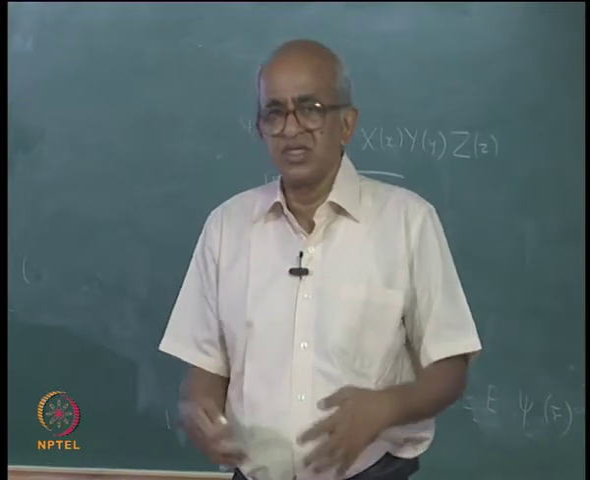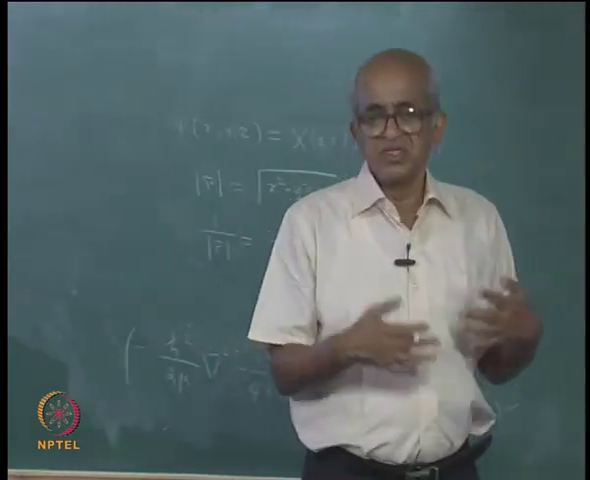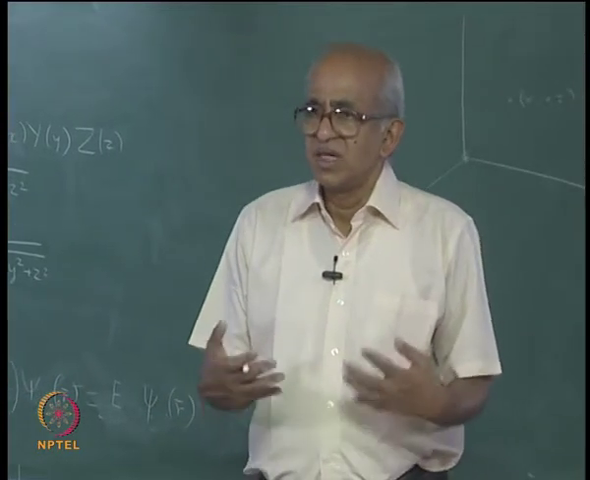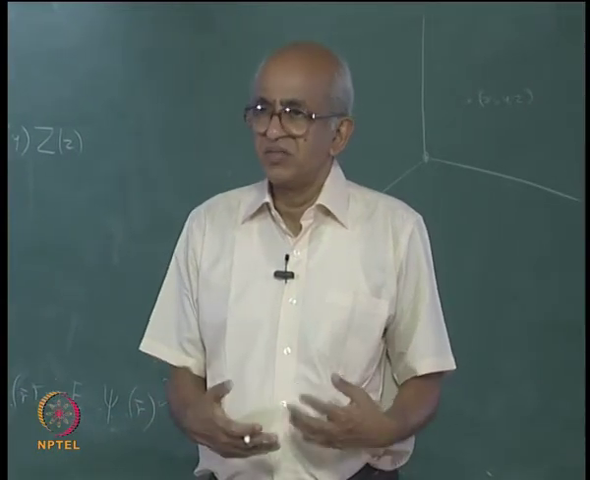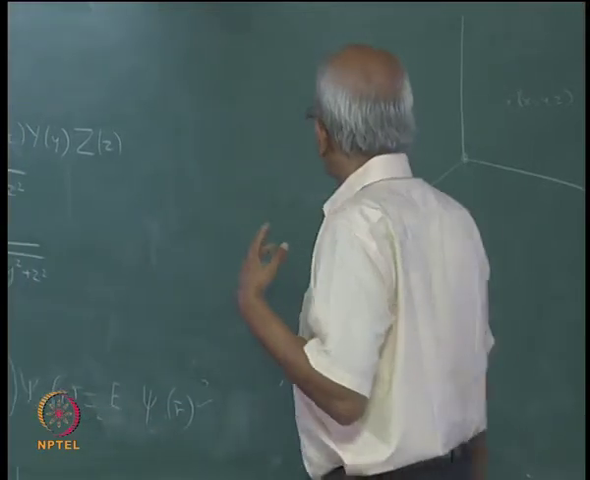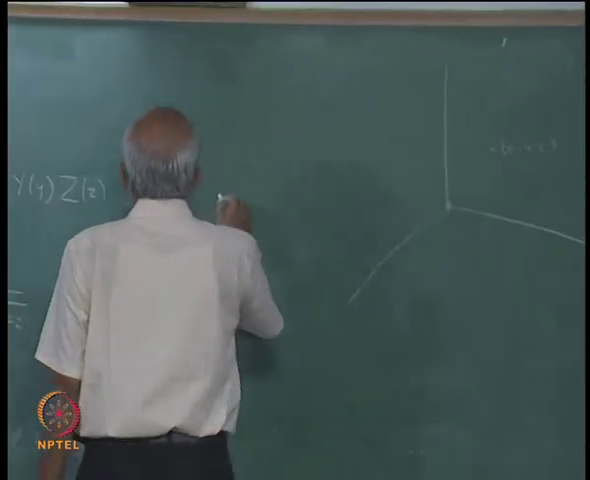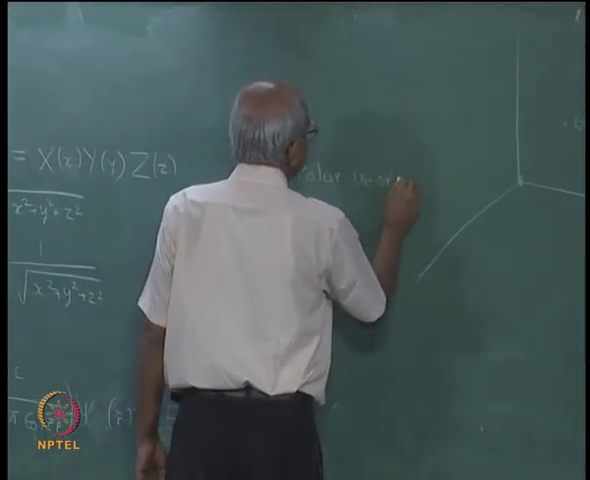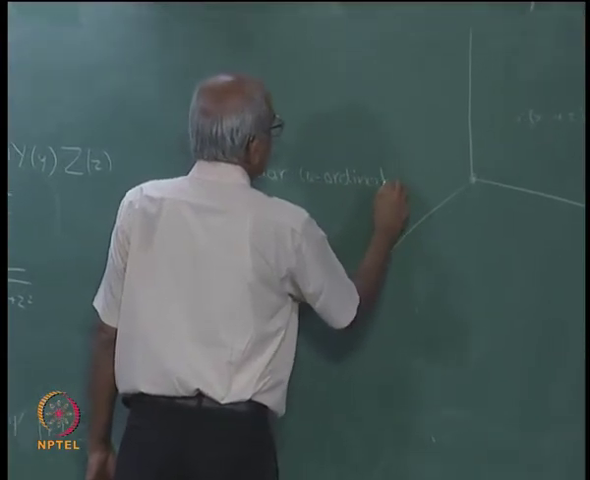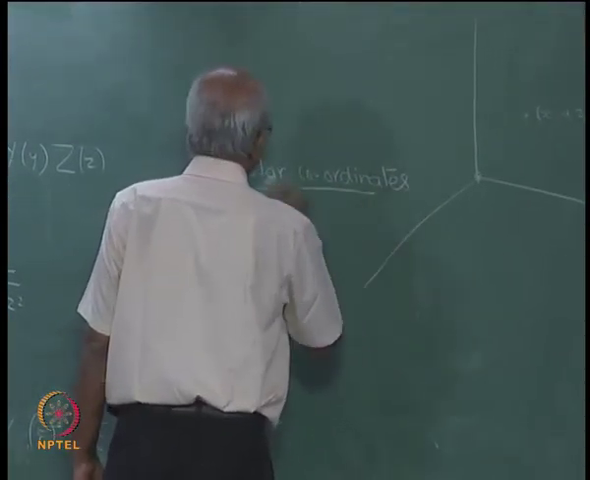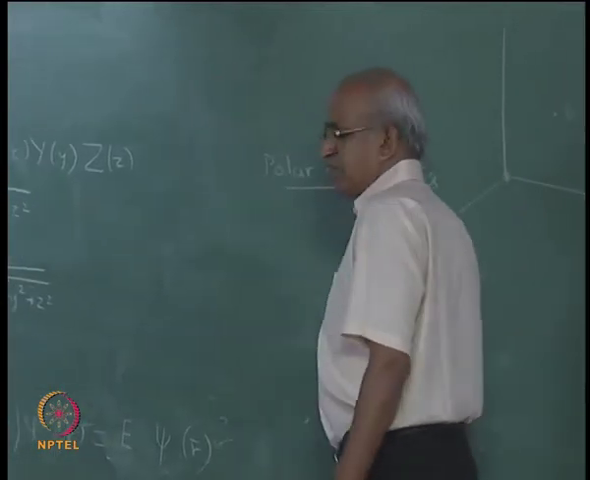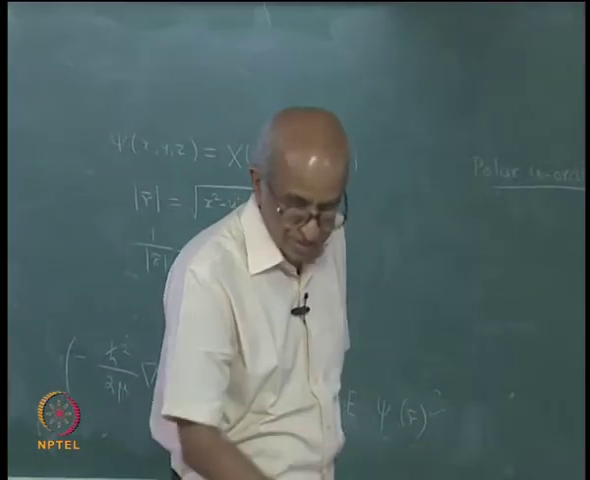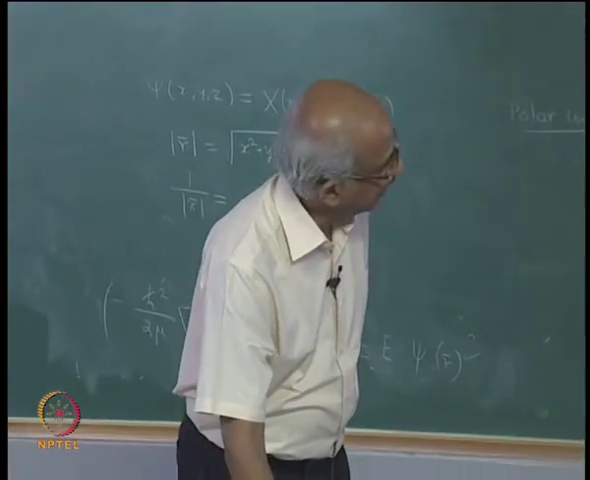So, therefore, I have to change over to a system of coordinates which would use this spherical symmetry of the system, and a system of coordinates which does that is the polar coordinates. So, what are the definitions of polar coordinates? But before I go into the definition of polar coordinates, let me just look at what I have on the slides.